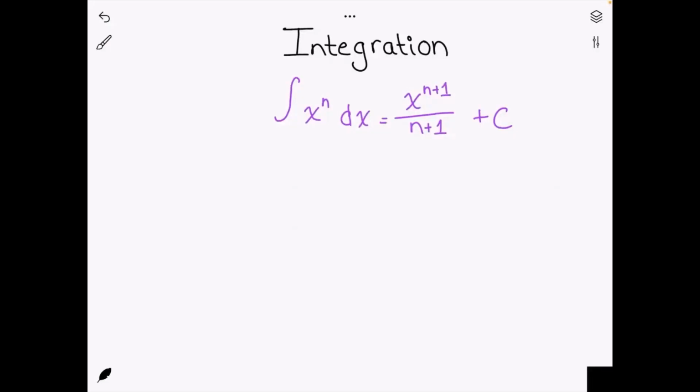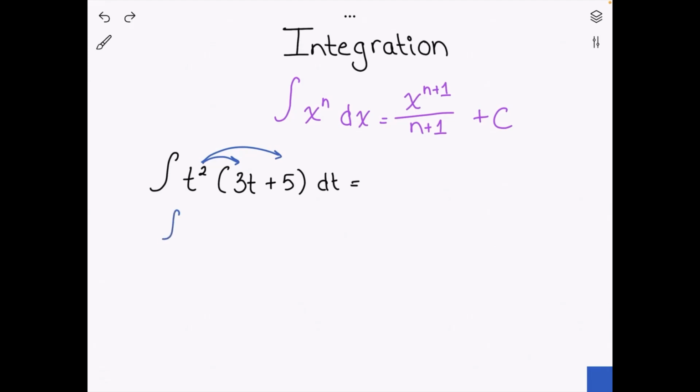Integration. Integral is the opposite of derivative. The rule of it is integral of x to the power of n dx is equal to x to the power of n plus 1 over n plus 1 plus c. Here we have indefinite integral of t to the power of 2 bracket 3t plus 5. First step is we're going to multiply t to the power of 2 by both 3t and 5. So we're going to rewrite this integral.